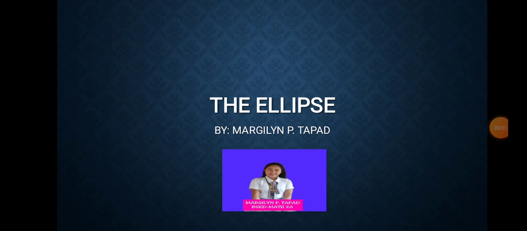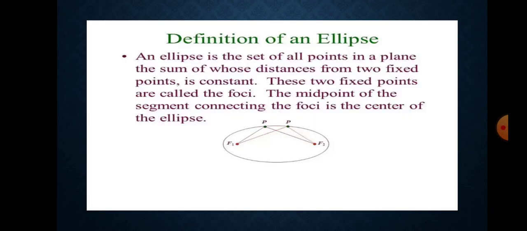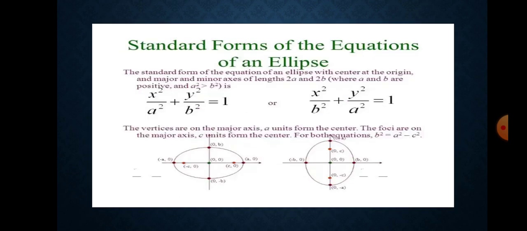Good day everyone. Now I want to discuss the ellipse. An ellipse is the set of all points in a plane, the sum of whose distances from two fixed points is constant. These two points are called the foci. The midpoint of the segment connecting the foci is the center of the ellipse.